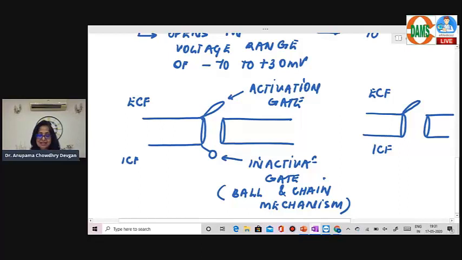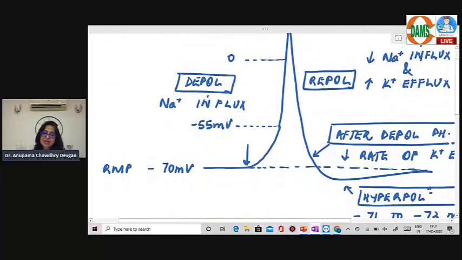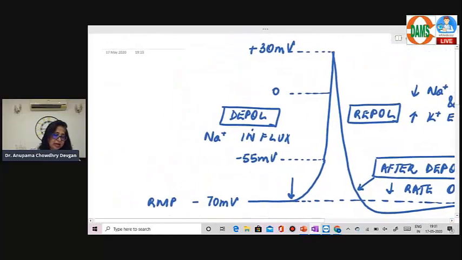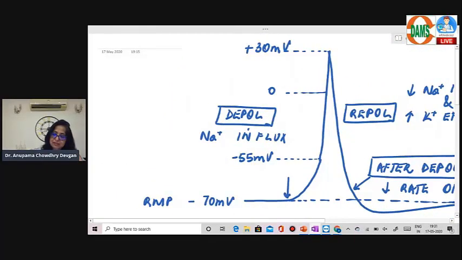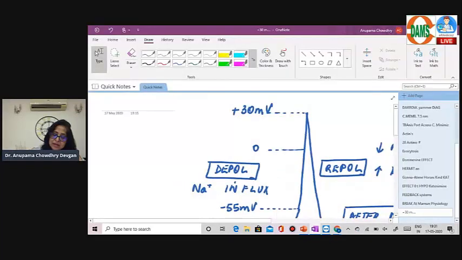Now let's see the next thing. Let us see what will happen to the sodium channel in these different phases. Let's try and see that.